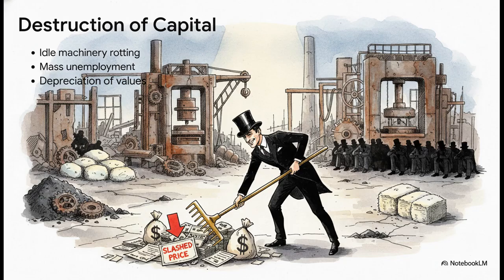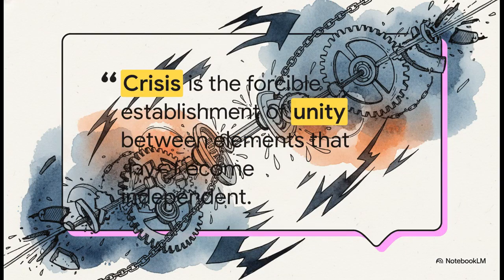The old capitalists go completely bankrupt, and wealth rapidly transfers to new, opportunistic owners who just swoop in, buy up the depreciated assets at rock-bottom prices, and set the stage for the engine to start up all over again. I really want to highlight this incredibly powerful observation straight from the source text. Crisis is the forcible establishment of unity between elements that have become independent and the enforced separation from one another of elements which are essentially one.